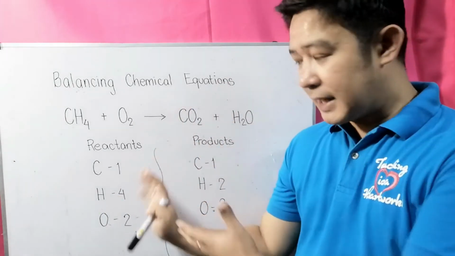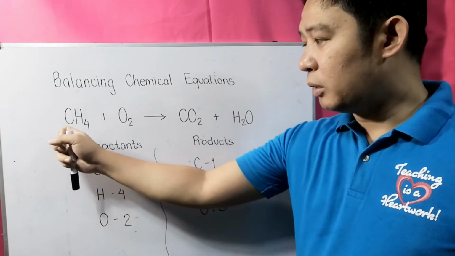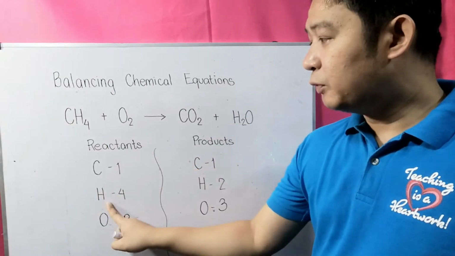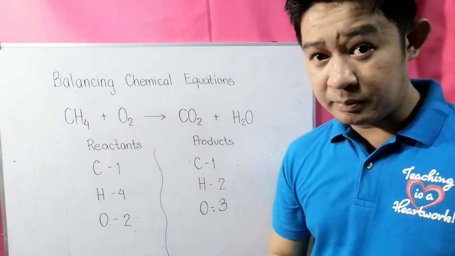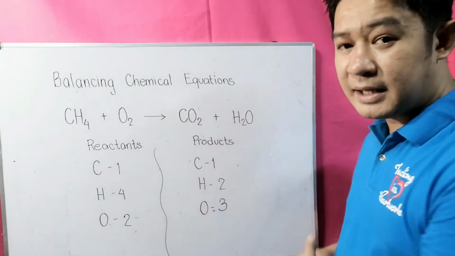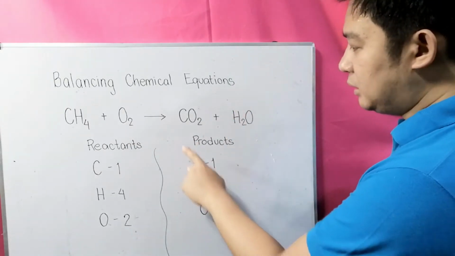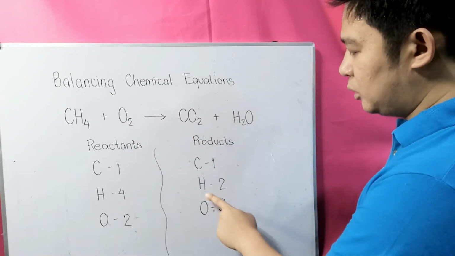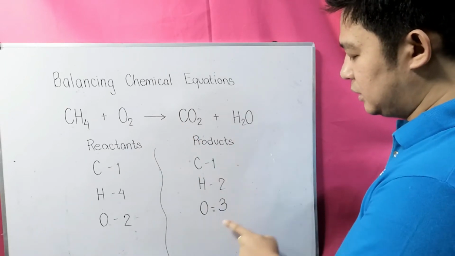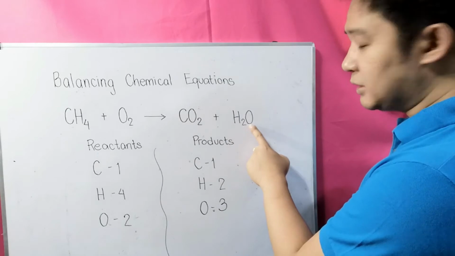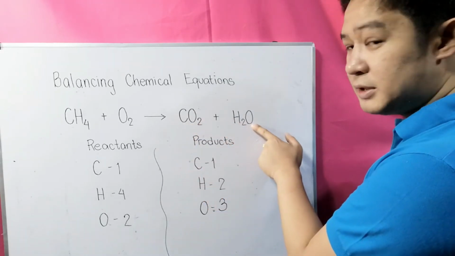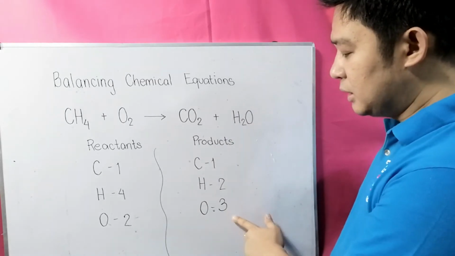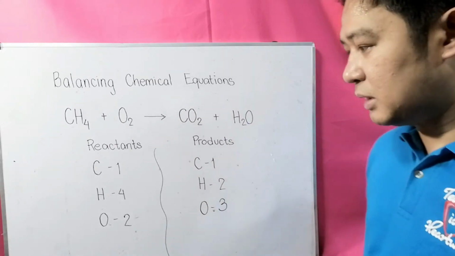So on the reactant side, we have 1 carbon, 4 hydrogen, and 2 oxygen. While on the product side, we have 1 carbon, 2 hydrogen, and 3 oxygen. It's because you have 2 here and another oxygen here, that is why we have 3. So let us now balance the chemical reaction.